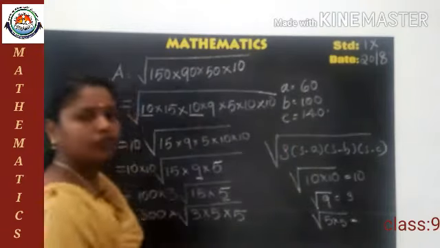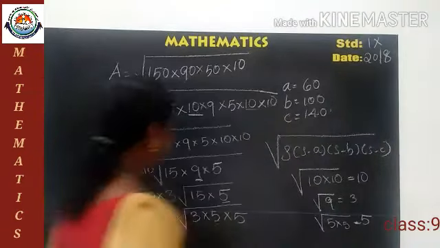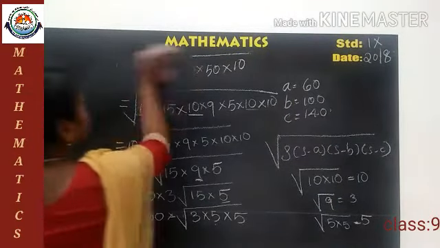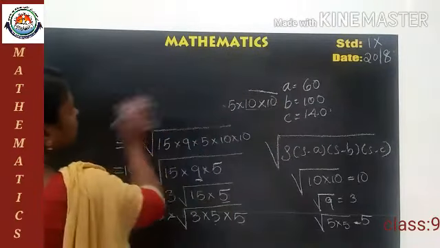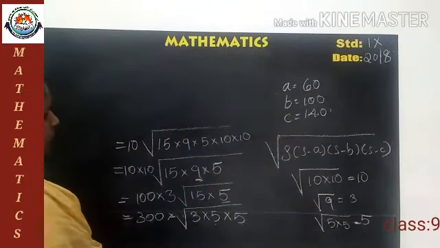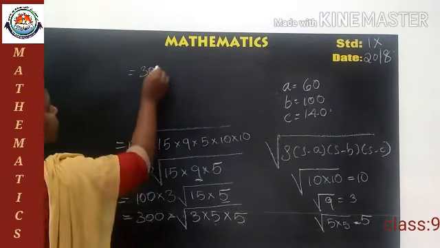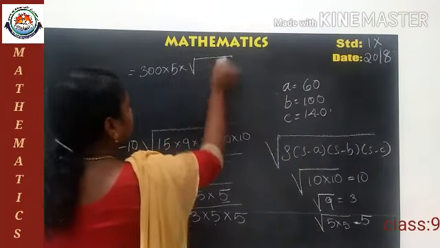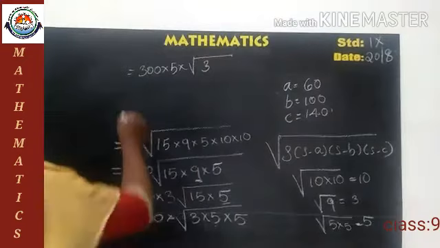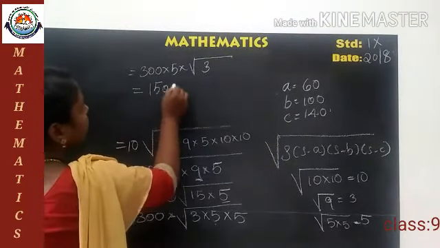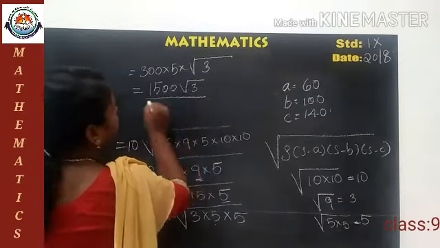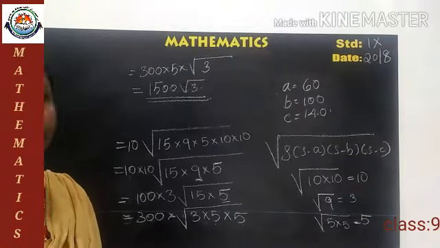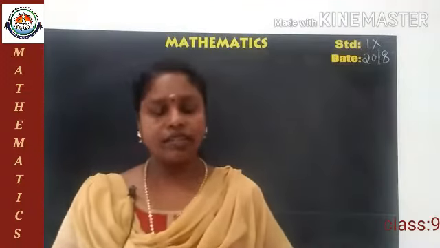What is root of 5 into 5? It is 5. Then that becomes 300 into 5 into root 3. 300 into 5 is 1500 root 3. Therefore, area of the triangle will be 1500 root 3. We can discuss our second question.